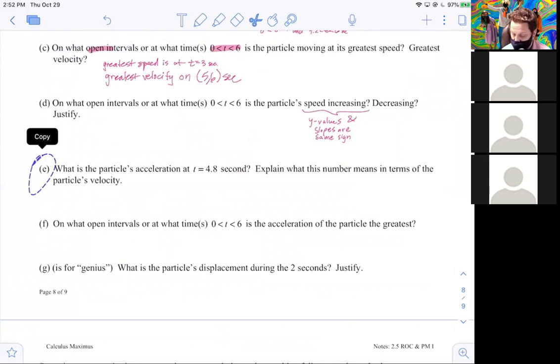Okay, so we're on letter E. How are we doing on time? Plenty of time? Okay, good. What is the particle's acceleration at t equals 4.8 seconds? And then explain what this number means in terms of the velocity.